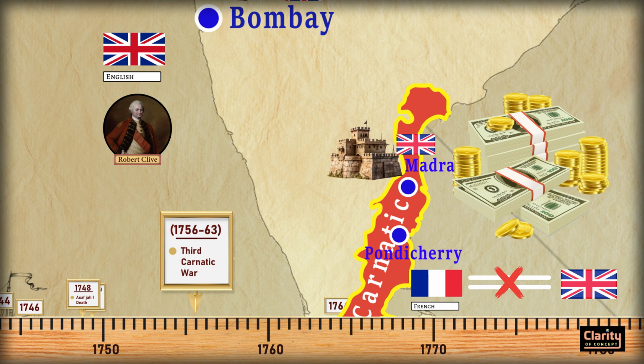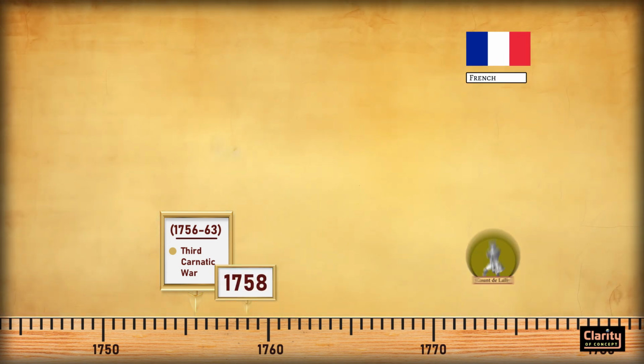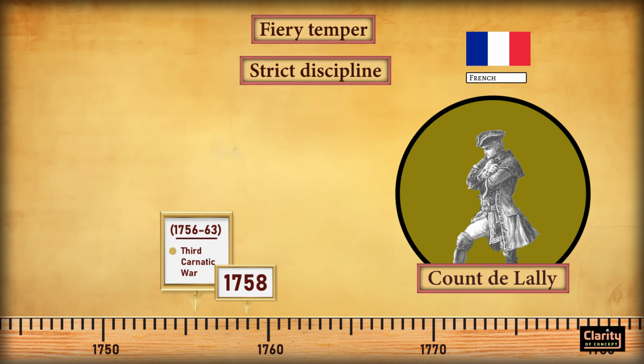Recognizing the need for stronger leadership, the French government made a bold decision. In 1758, they sent Count de Lally, a seasoned French soldier, to turn the tide against the British. Lally was a battle hardened veteran with a reputation for being fierce and unrelenting. He was known for his fiery temper and strict discipline, which earned him the respect and fear of his troops.